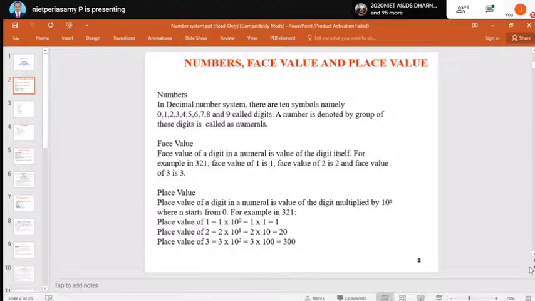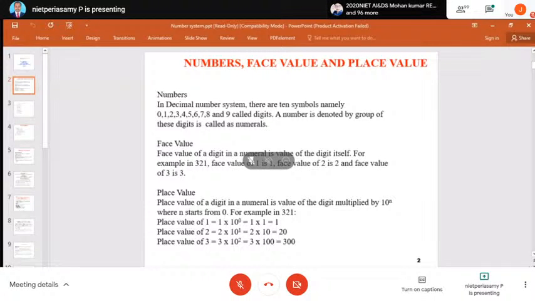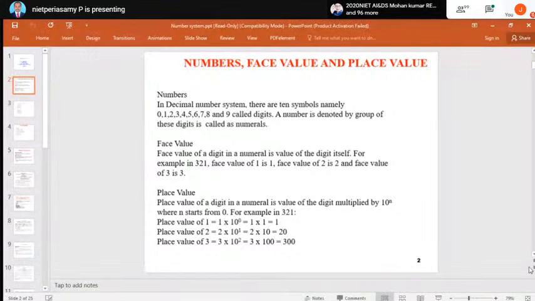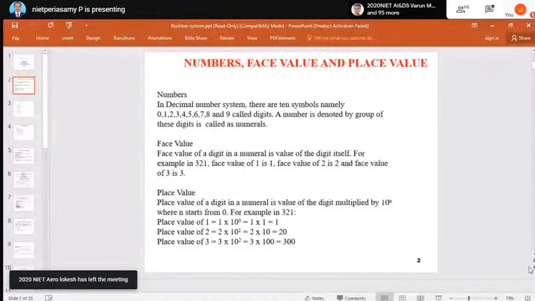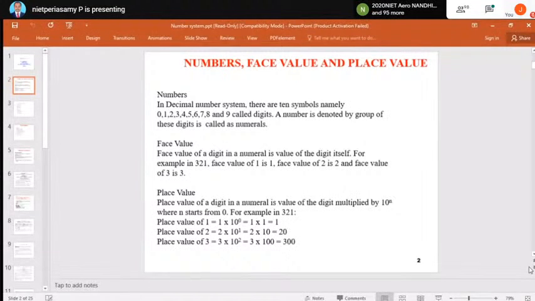Take another example, 5471. In this numeral, the place value of 1 is 1 into 10 power 0, which is 1 into 1, equal to 1. Similarly, the place value of 7 is 7 into 10 power 1, which is 7 into 10, equal to 70.